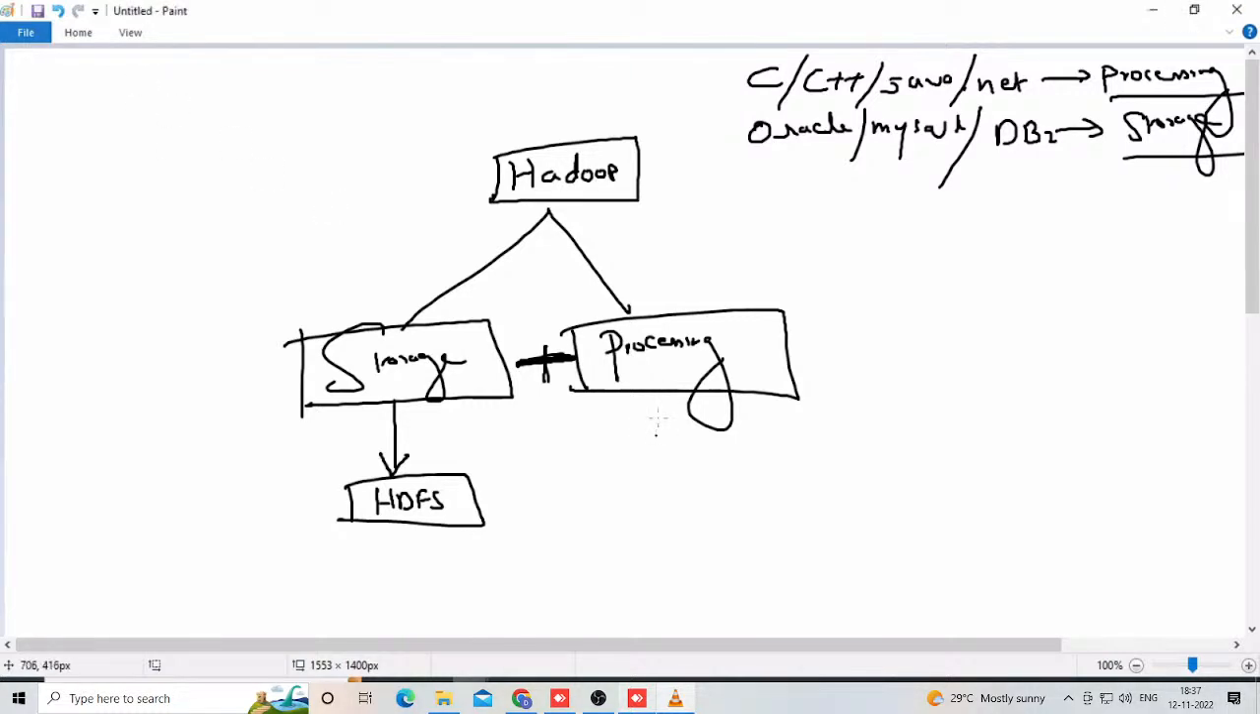Storage and processing. Hadoop is meant for storage. Hadoop doesn't use any database for storing its data. It goes with a special kind of file system called Hadoop Distributed File System. And for processing, we use MapReduce and Spark.